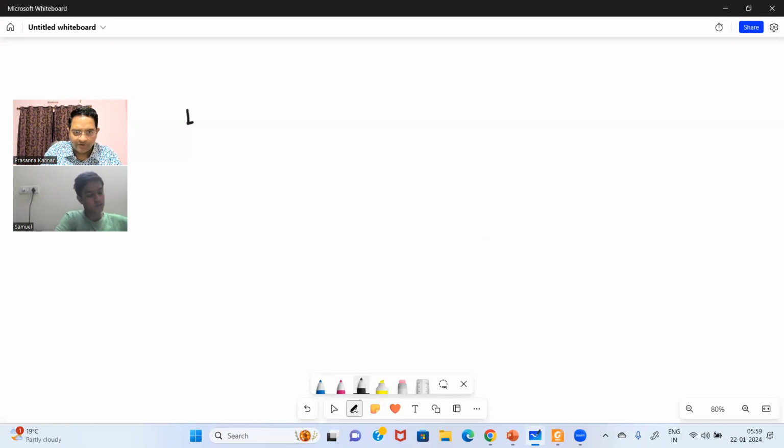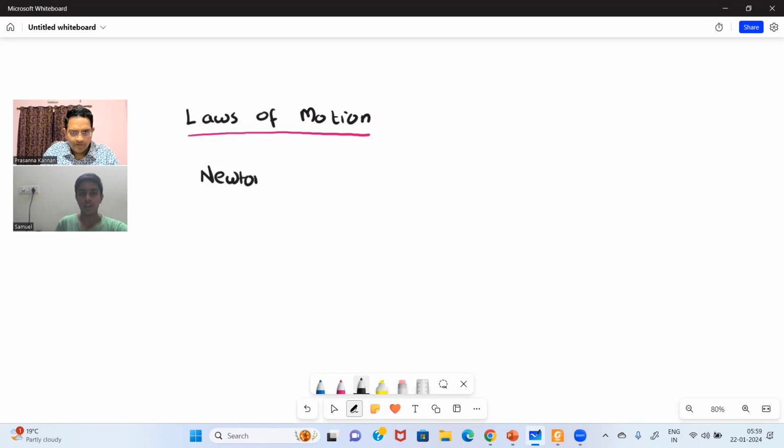So this steps into the next chapter, which is laws of motion. Of course, there are 3 laws of motion, right? Newton's first law, Newton's second law, Newton's third law, right? So what's Newton's first law?